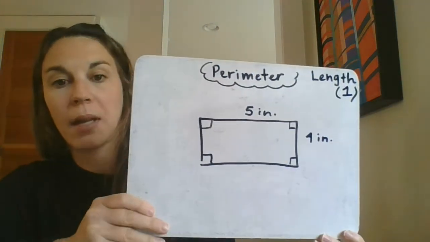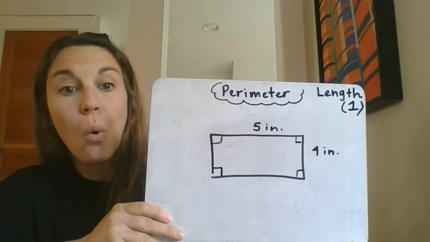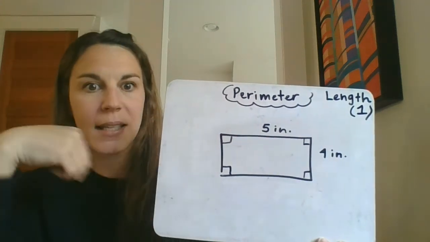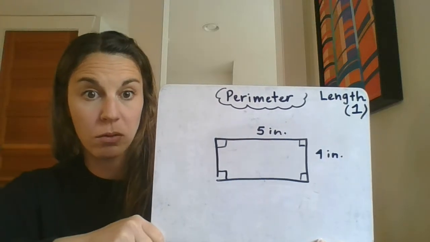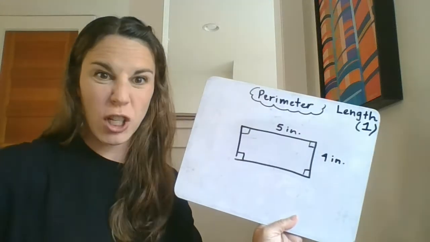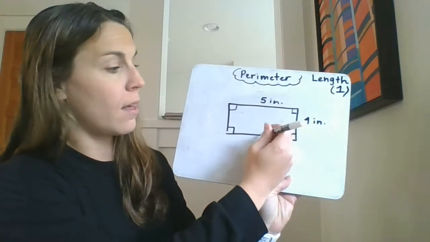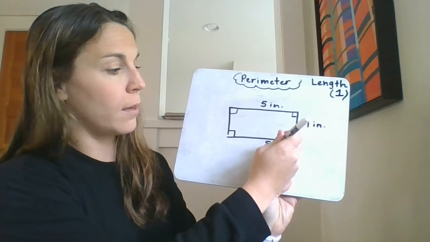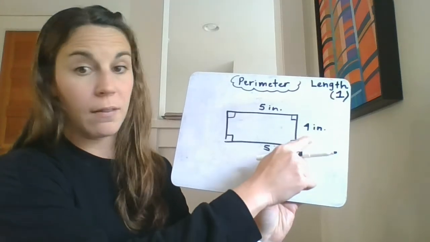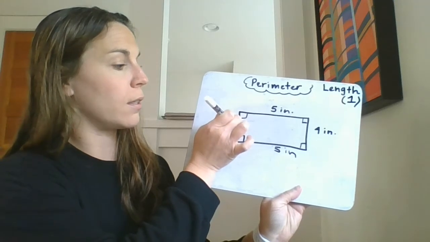Okay, so if I give you a rectangle, because that's what we're going to be working on this week, and I gave you the dimensions, so it's a 5 by 4. What do we know about the sides of a rectangle? Yeah, opposite sides are congruent, which just means equal to each other, right? So if this side is 5, this is going to be 5 inches. And if this is 4, the other side is going to be 4 inches.